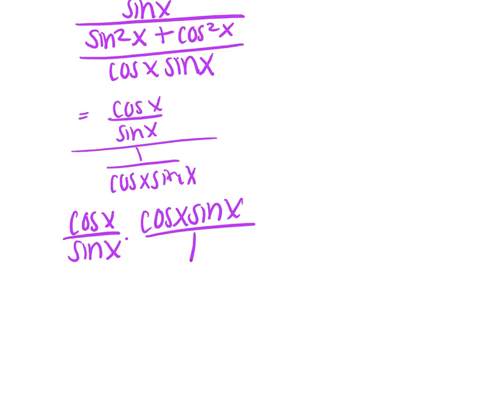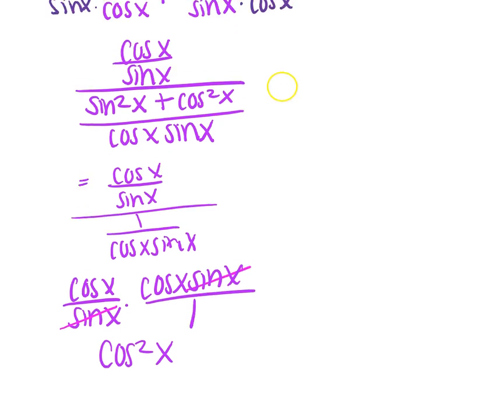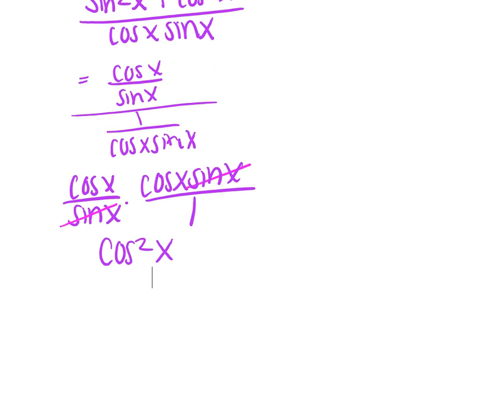All right, and it looks like then my sines will reduce to 1 or cancel, and that leaves me with what I was trying to get to, although it kind of went off the screen here. I was trying to eventually get to cosine squared x, and that's what I ended up with.